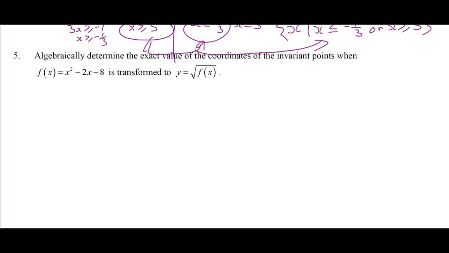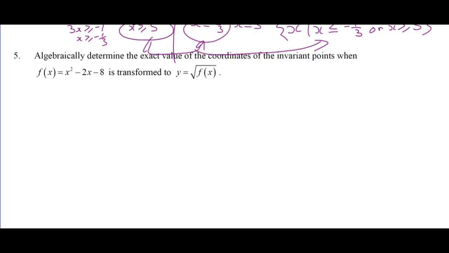Algebraically determine the exact value of the coordinates of the invariant points. So what am I giving as an answer? What's my answer going to look like? Would it be numbers? Will it be in parentheses? Okay, it's in parentheses. So this looks to me like the type of question that ends up on a quiz. I don't know if this type of question ends up on the quiz, but it looks like the question that was on the last quiz. Algebraically determine the exact values of the coordinates of the invariant points when f of x is x squared minus 2x minus a is transformed to y equals f of root x.